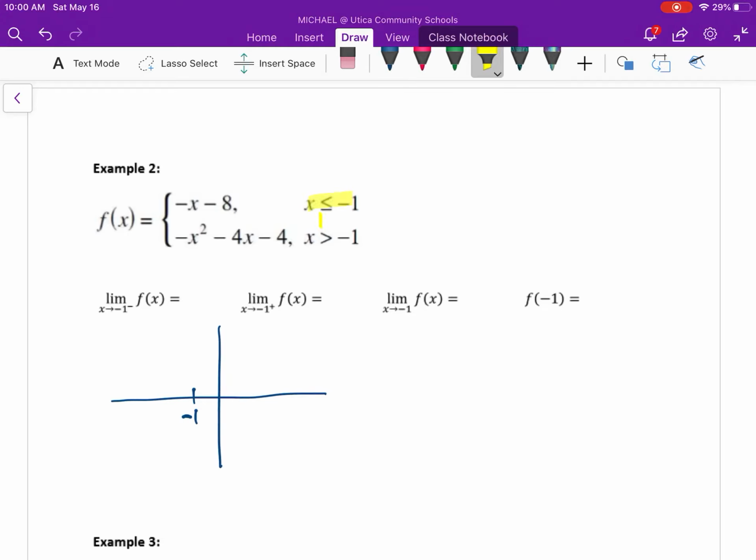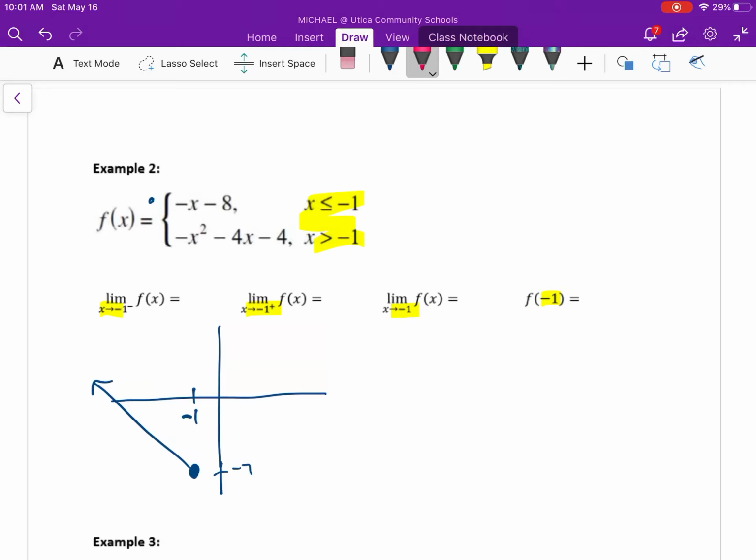Let's draw this. This time we're at negative 1 as our break point. Again, as you can see on the limits, that's what we're looking at. So when x is less than negative 1, I have a linear function. When I plug that in, I get 1 minus 8, which is negative 7. So I'm just going to throw a negative 7. Closed circle. And it's a negative slope. So it looks like that.